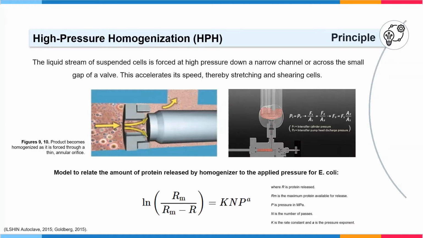A model has been proposed to relate the amount of protein released by homogenizer to the applied pressure for E. coli, where R is protein released, Rm is the maximum protein available for release, P is pressure in megapascals, N is the number of passes, K is the rate constant, and A is the pressure exponent.